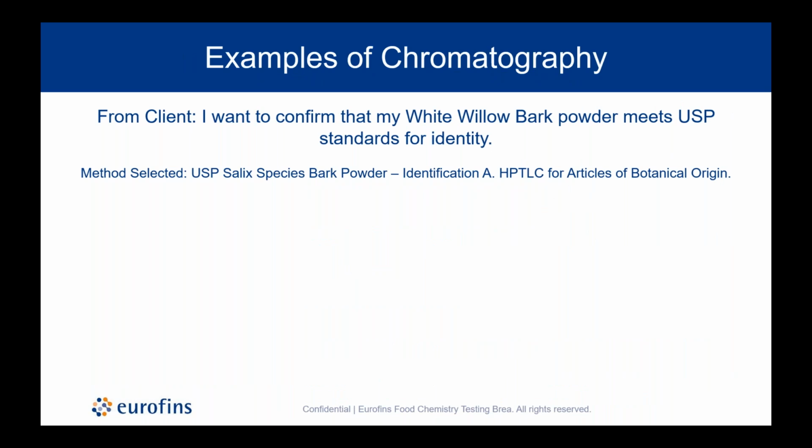The next example, we had a question about white willow bark, Salix species, and this was again a crude powder of bark, and the goal was to meet the USP standard for identity. So we selected, upon request, the USP method for Salix species bark powder. And this is identification A, HPTLC, which is just a section of the monograph itself.